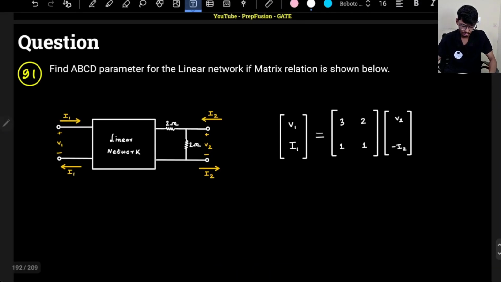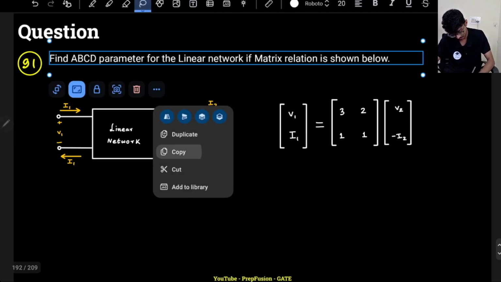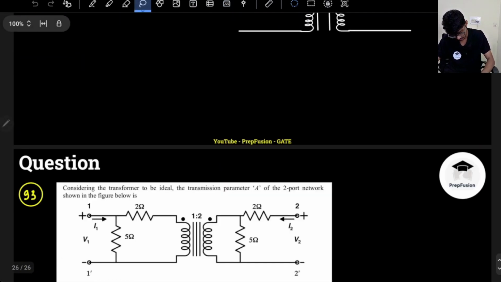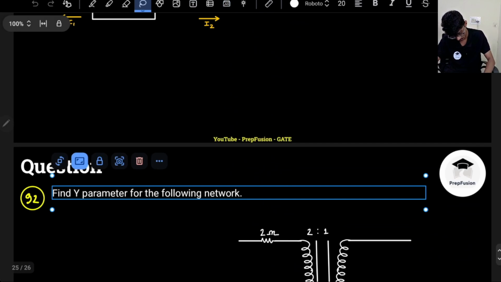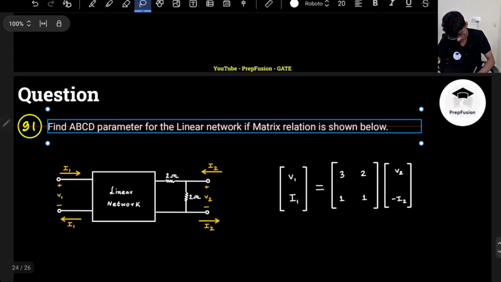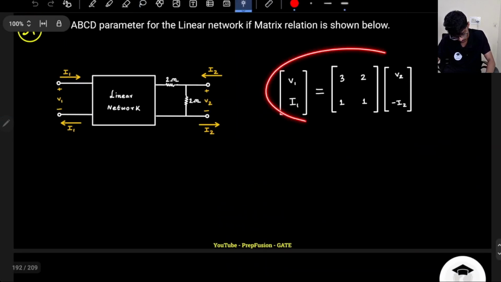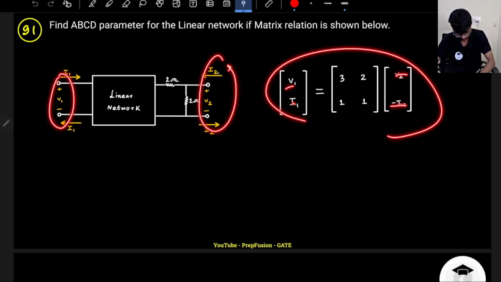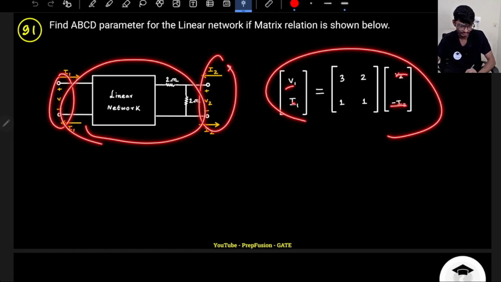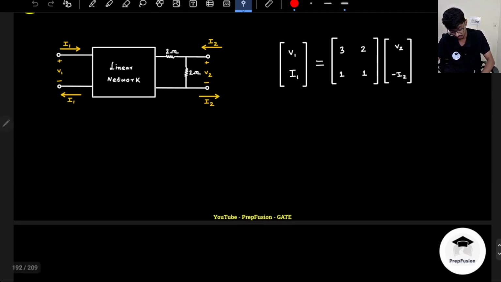So basically, I'll just copy this question onto my assignment as well, else there will be a bit of confusion. Where is the assignment? Yeah, here, not this one right here. What they have given me is the ABCD parameter of the whole network, because this is V1, I1, that is the outside port, and this is V2, minus I2, that is the outside port. So the ABCD parameter of the whole network is given, but they are asking me the ABCD parameter of this network, right?